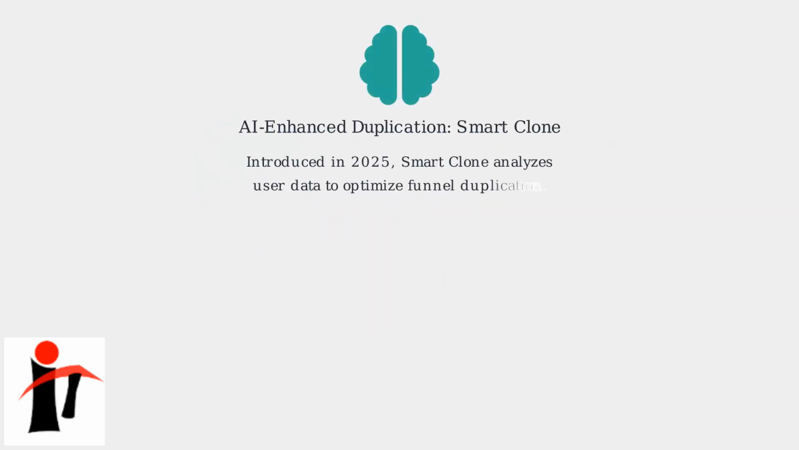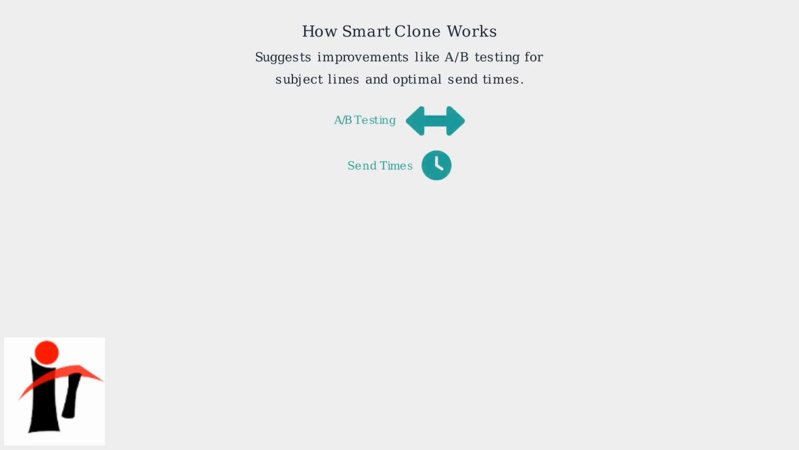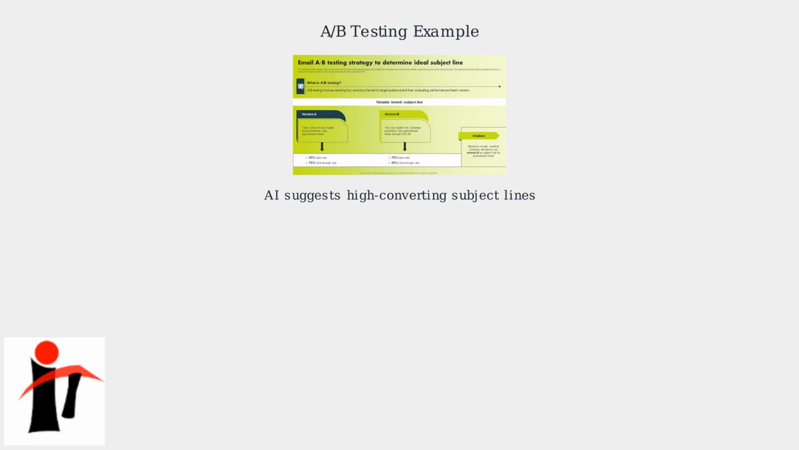Beacons.ai introduced an AI-powered smart clone feature in 2025 that optimizes your funnel duplication by analyzing user data. The feature suggests specific improvements such as A/B testing for subject lines and determining optimal send times to maximize engagement. For example, Smart Clone can suggest high-converting subject lines through A/B testing, as shown in this healthcare campaign where version B achieved a 70% open rate.